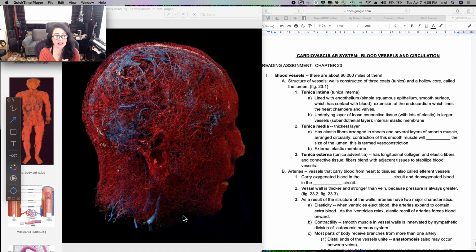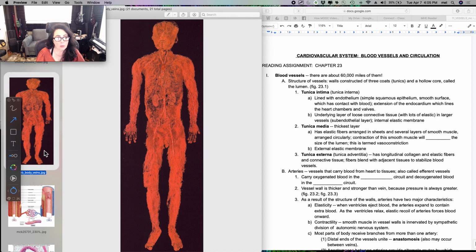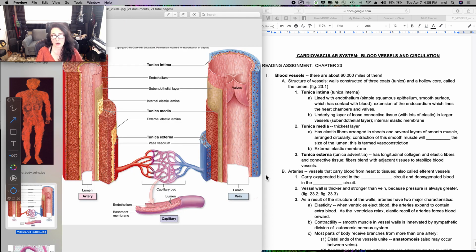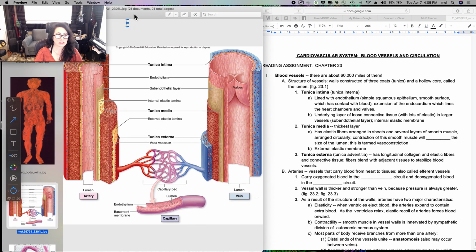So collectively in about a 150-pound human body, there are about 60,000 miles of blood vessels. This is not quite as beautiful, but this is vessels of the whole body. Most of those vessels are, of course, capillaries. So I just want to talk about the structure of vessels in general. This is the stuff I'm going to go through more quickly than I generally would.